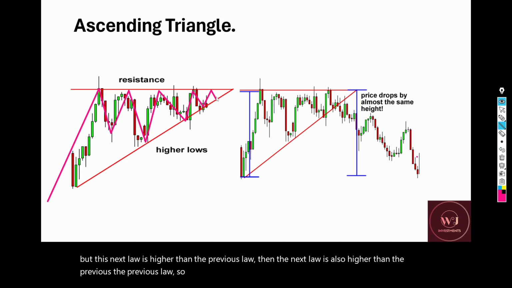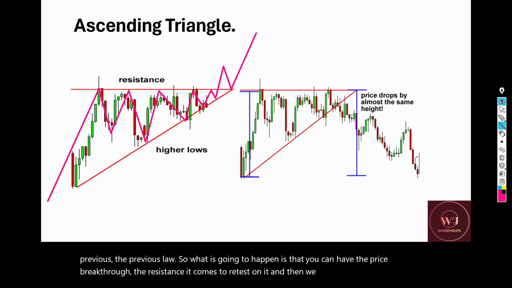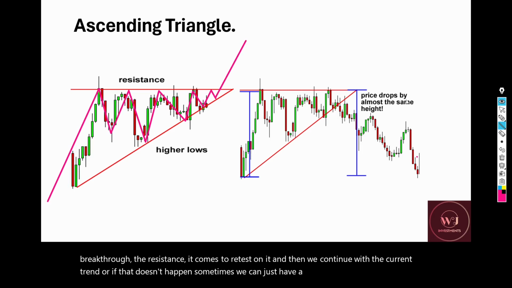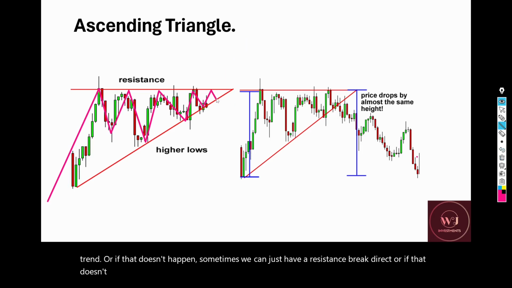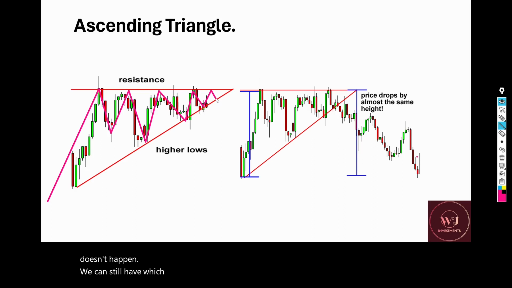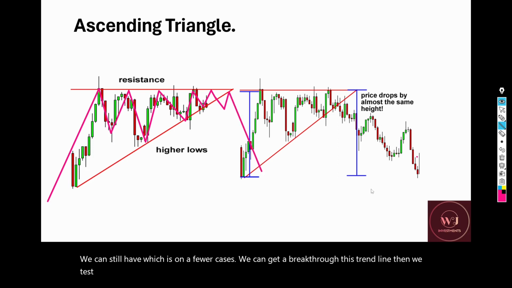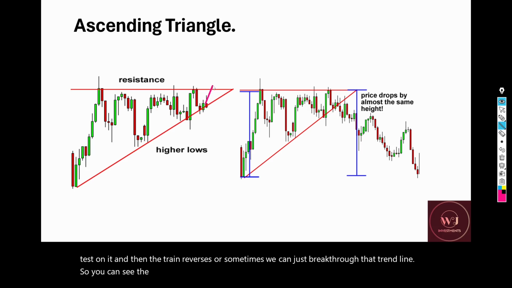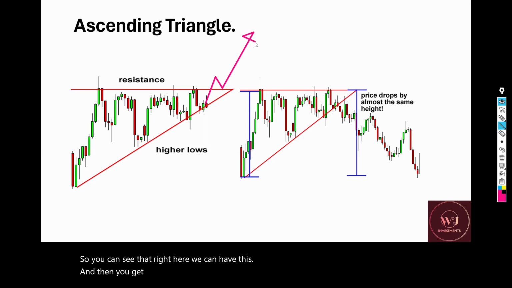So what is going to happen is that the price can break through the resistance, come to retest it, and then we continue with the current trend. Or if that doesn't happen, sometimes we can just have a direct resistance break. Or, in fewer cases, we can get a break through this trend line, then a retest on it, and then the trend reverses. Or sometimes we can just break through that trend line. So you can see that right here, we can have this, and then you get a trend continuation, okay?